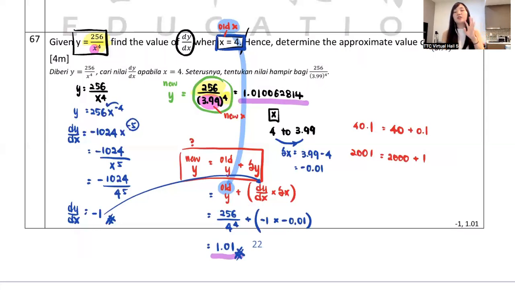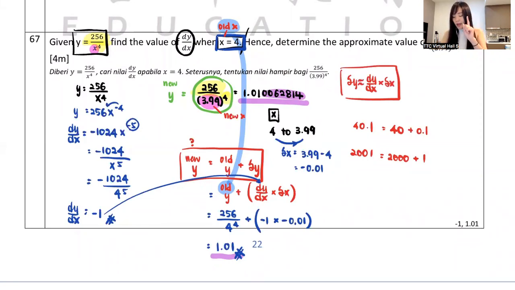Then maybe next students will ask me, teacher, but you get 1.01. Calculator is 1.010062.814. Why the back part is disappeared? That's why I need to tell you. Remember, I told you guys, the delta y equals to dy dx times delta x. I always tell you they are not equal. They are actually wave. Wave means what?